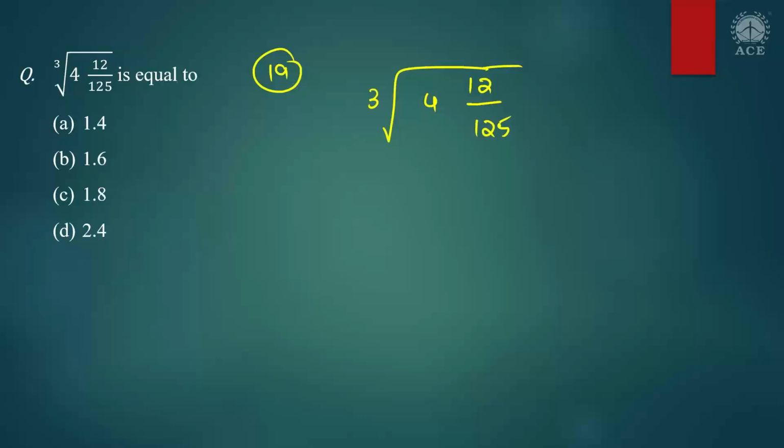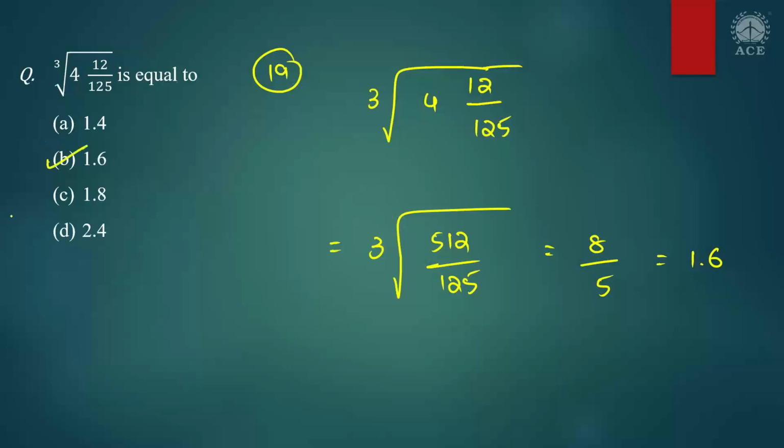Sir, 1.6. Yes, 1.6. See, if you just convert this mixed fraction, 4 into 125 is 500. 500 plus 12 is 512. Divide by 125. Cube root of 512 is 8. Cube root of 125 is 5, which is 1.6. Yes, 1.6. Option B is correct, my dear friends. Excellent. Very good.